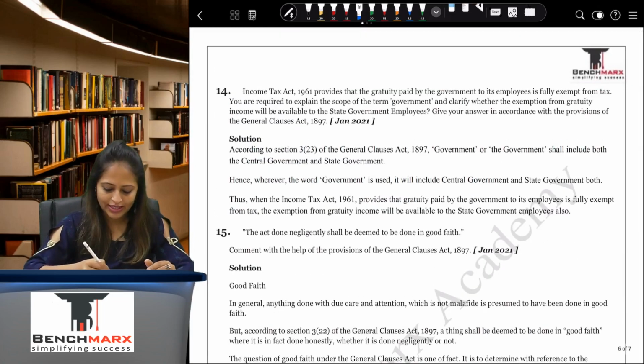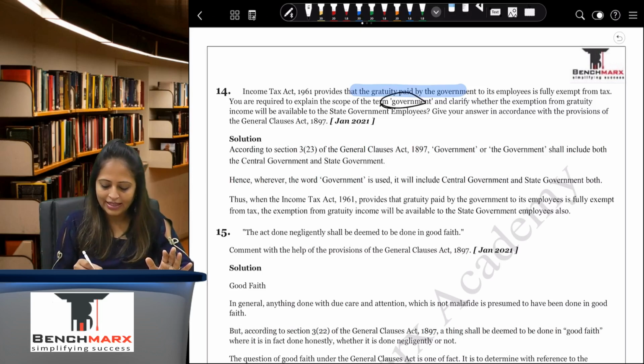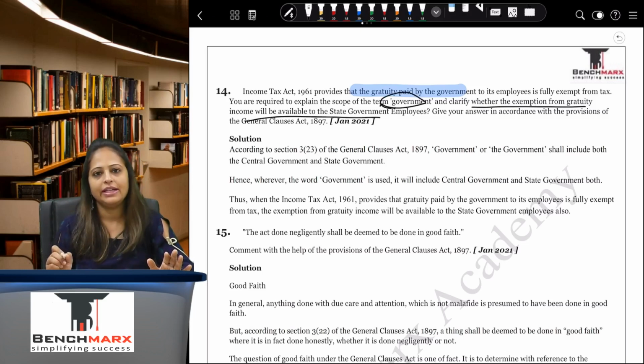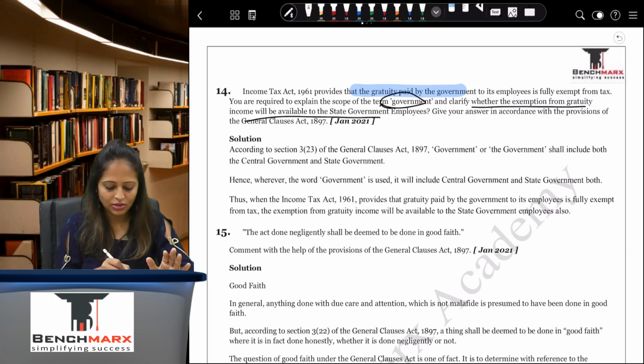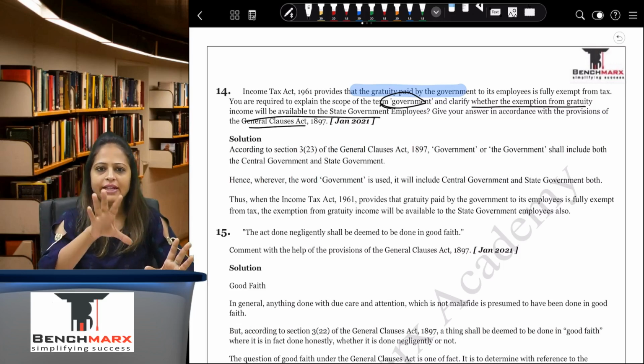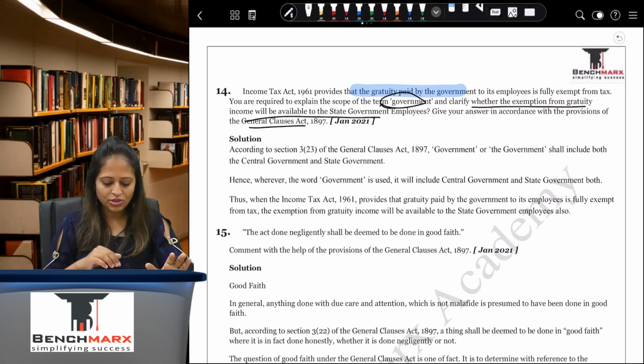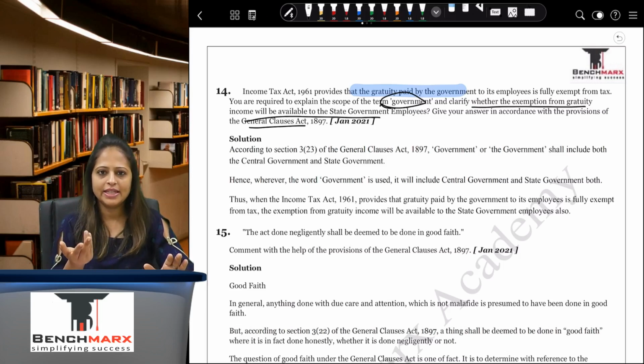The Income Tax Act provides that gratuity paid by the government to its employees is fully exempt from tax. You are required to explain the term government and clarify whether the exemption from gratuity will be available to state government employees. Give your answer according to the General Clauses Act. So, government again is a very simple definition. Government is defined to mean state government and central government. Then it is asking about exemption from gratuity for state government employees. Yes, because they are covered under the definition of the government.